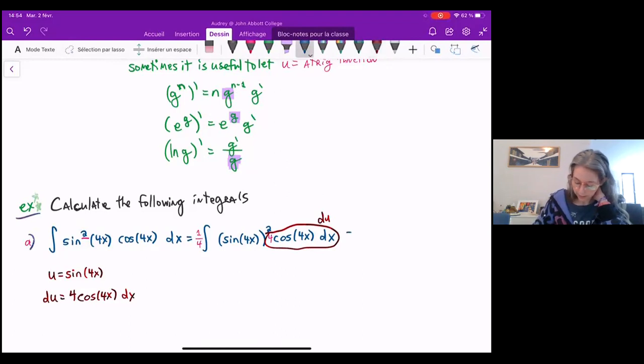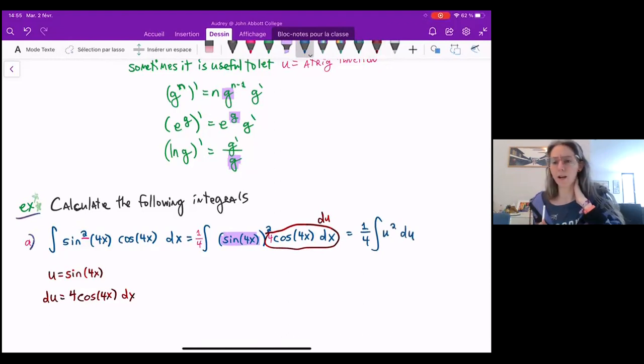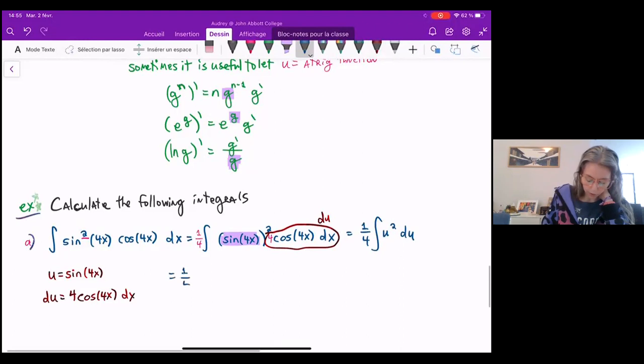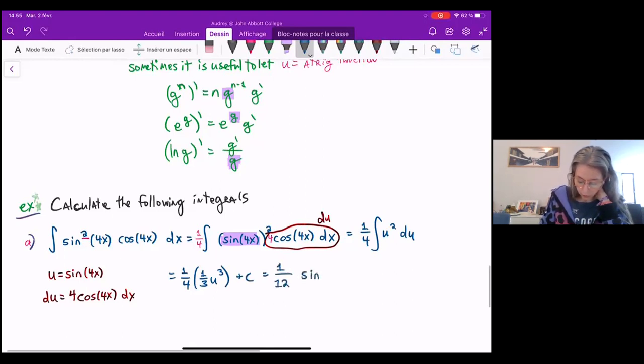Then I'll rewrite this thing: 1 over 4, the integral, that's sine of 4x, that's my u, so u squared du. Oh my gosh, that's a super simple known form. So I have 1 over 4, 1 over 3 u cubed plus c, which gives me 1 over 12 sine cubed of 4x plus c.